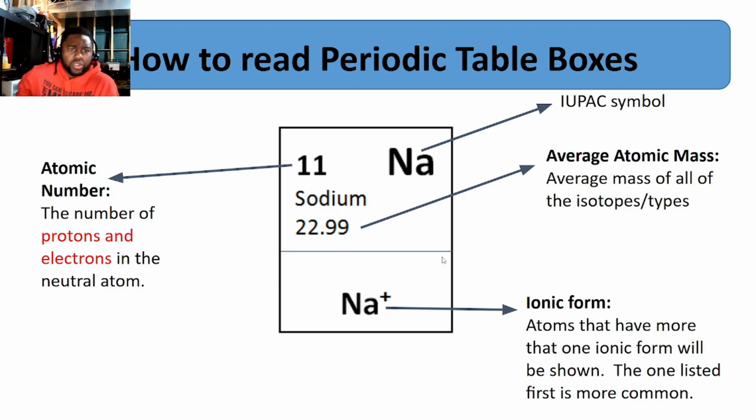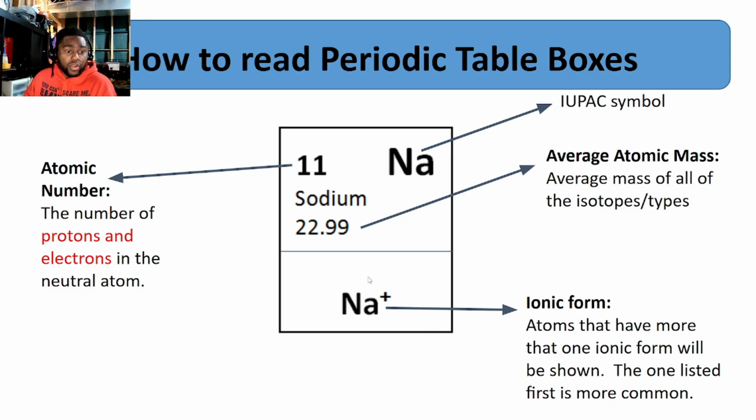So how do we read the periodic table boxes? Well, the atomic number is typically on the left-hand side, and that tells us the number of protons and electrons in a neutral atom. On the right, we typically have the IUPAC symbol, and it's usually 1 or 2 letters that indicate what the substance is. Sometimes they might not quite make sense. So sodium is Na, and that comes from the Latin name. We have the average atomic mass, which includes typically our isotopes or different versions or types of that element.